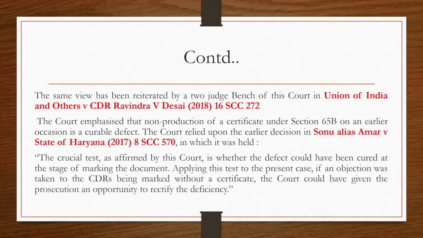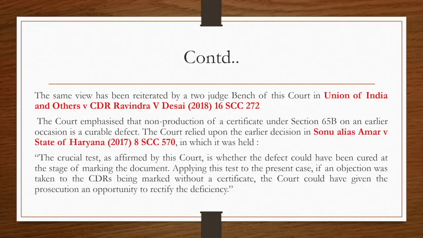The same view has been reiterated by a 2-judge bench of this court in Union of India and Others versus CDR Ravindra V. Desai. The court emphasized that the non-production of a certificate under section 65B on an earlier occasion is a curable defect. The court relied upon the earlier decision in Sonu alias Amar versus State of Haryana, in which it was held that the crucial test, as affirmed by this court, is whether the defect could have been cured at the stage of marking the document.